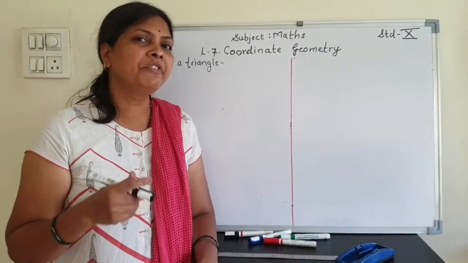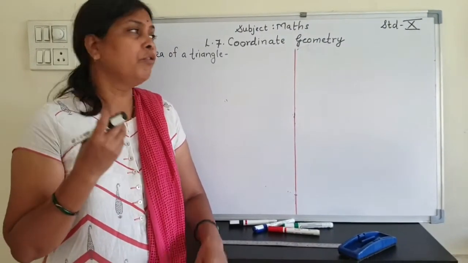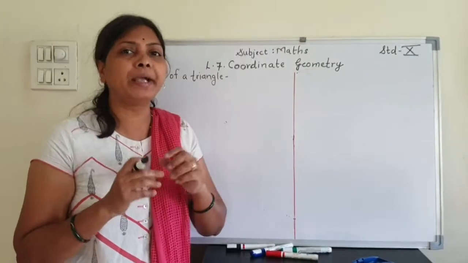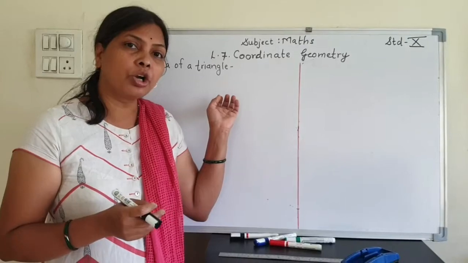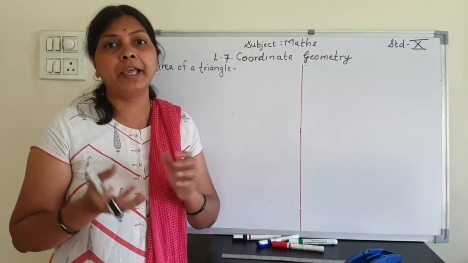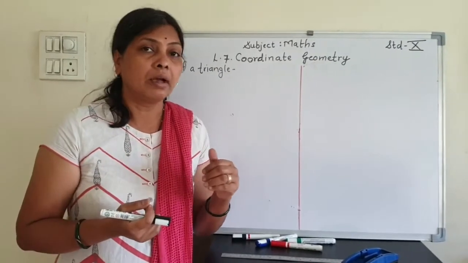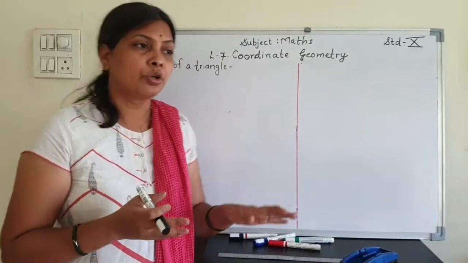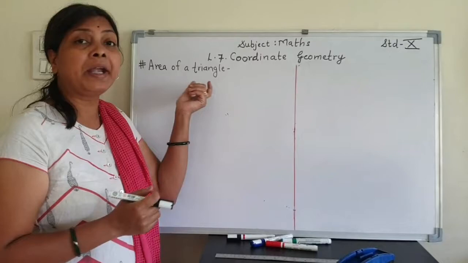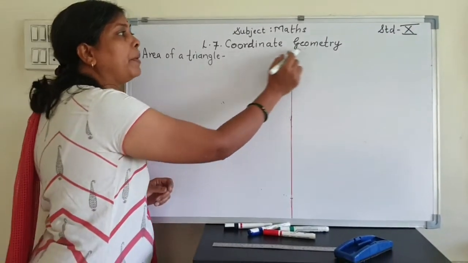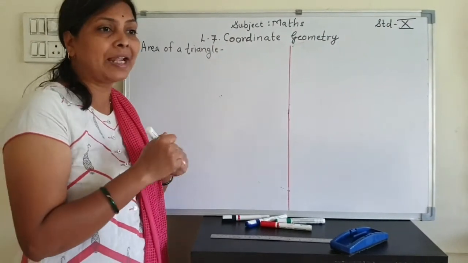So thus children, we have seen how we use coordinate geometry to find the distance between two given points, as well as we have solved so many sums to find the area of a rhombus and area of a square. So now the next concept is the area of a triangle. Even to find the area of a triangle, let's see how we use this coordinate geometry concept.